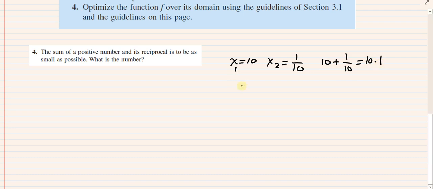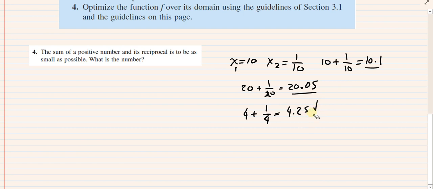So let me make up another one. Let's say I have 20. Its reciprocal is 1 over 20, so it's going to be 20.05. So notice the number is getting bigger. So if I go, let's say the number is 4 plus its reciprocal, 4 1/4, 4.25, so it's getting smaller.